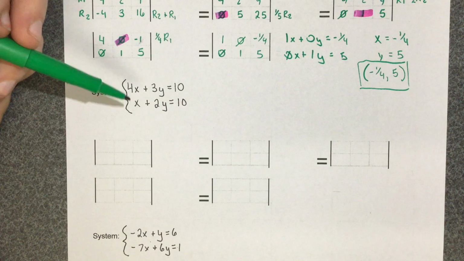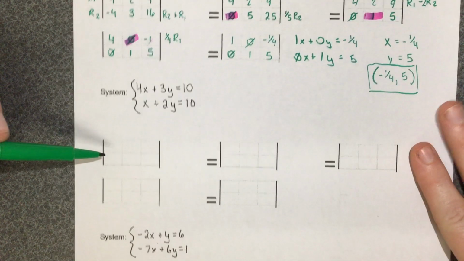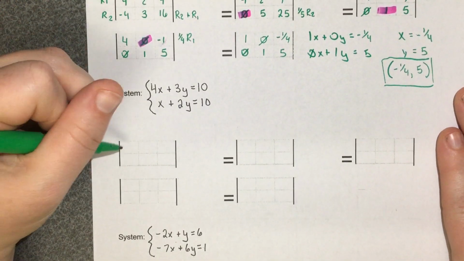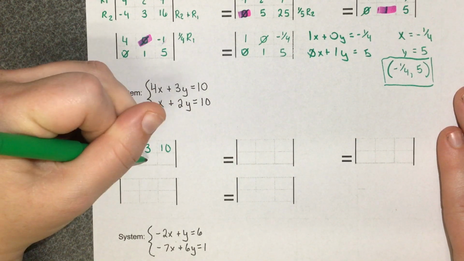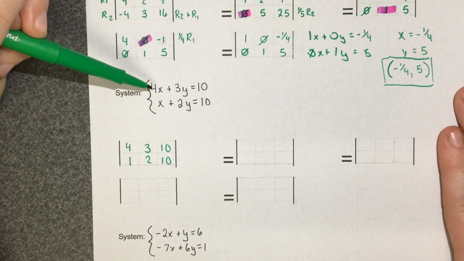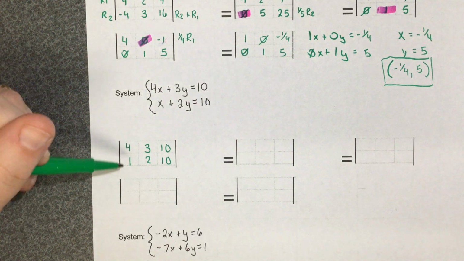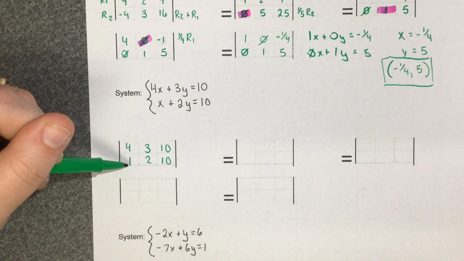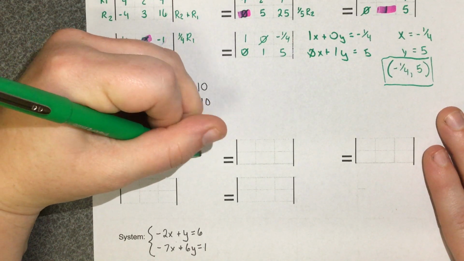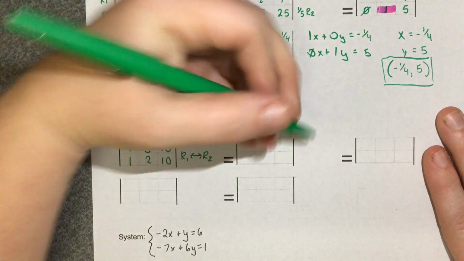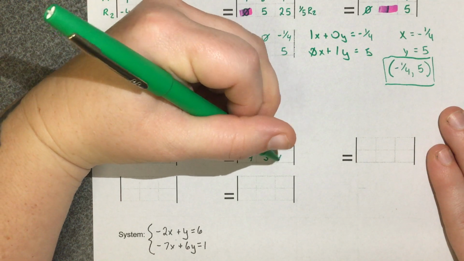All right, so I'm going to skip the part where I set it up like this, and I'm going to set it up straight into my solving matrix. So 4, 3, and 10, 1, 2, and 10. So just taking the constants from each row. I see that I already have a 1 here, so I'm going to switch these two rows so that the 1 is up here. So row 1 is going to switch with row 2. So now I have 1, 2, and 10 on top, and I have 4, 3, and 10 on bottom.